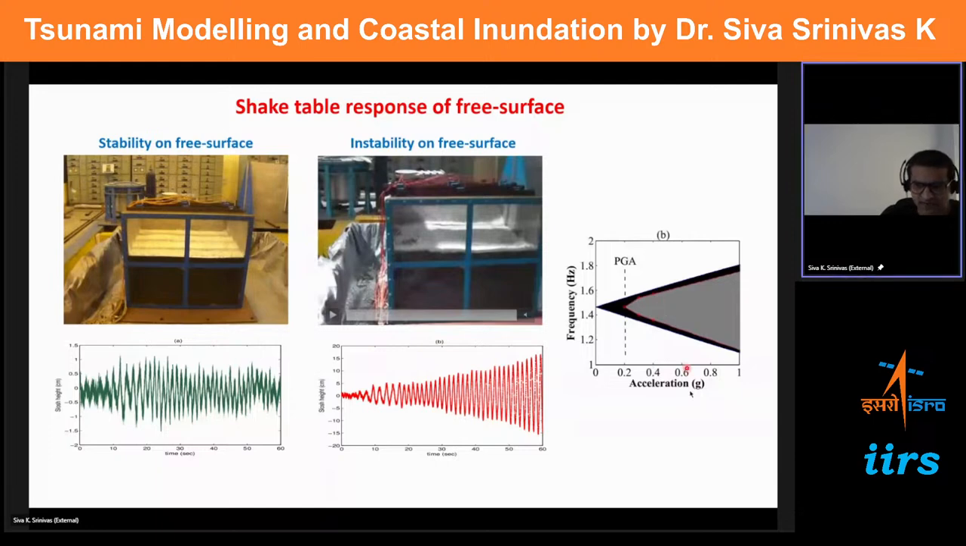So in this chart, if the acceleration and frequency of my base excitation are within the plot, I'll experience this kind of unstable behavior. If the acceleration and frequency of the base excitation are in the white region outside, I will experience this kind of behavior. Now, the point of this example is to imagine this tank to be of infinite length.